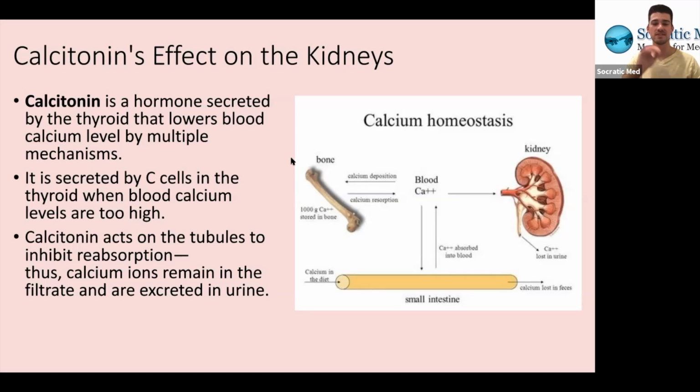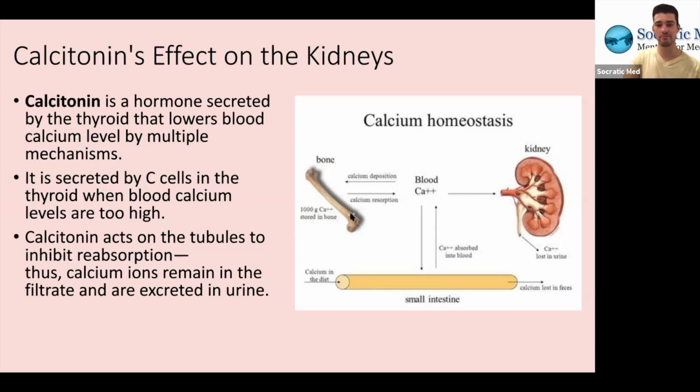So there are specialized cells. We know that the thyroid controls metabolism as well, but there are specialized cells known as C cells in the thyroid. And when blood calcium levels are too high, these C cells secrete calcitonin. So there are a couple of ways that calcitonin works. You can look to the diagram to the right.